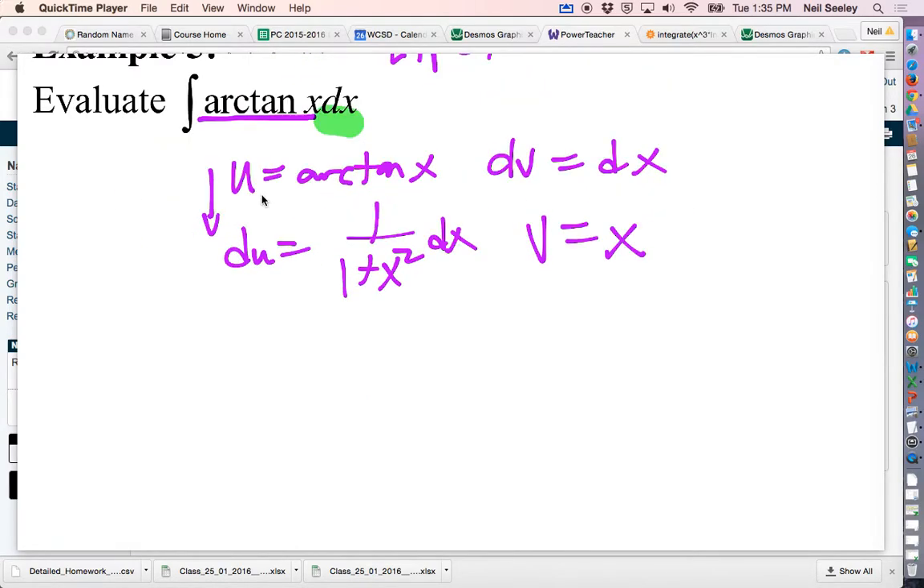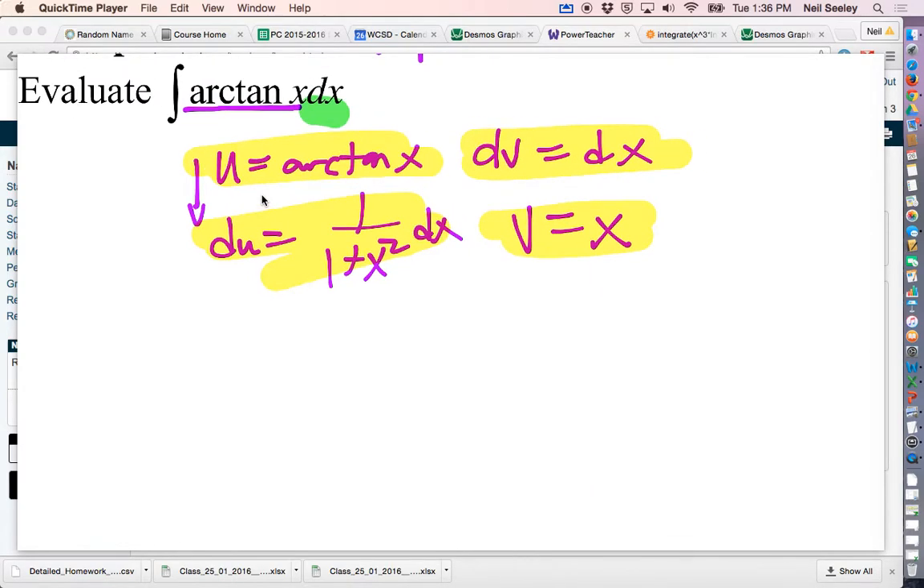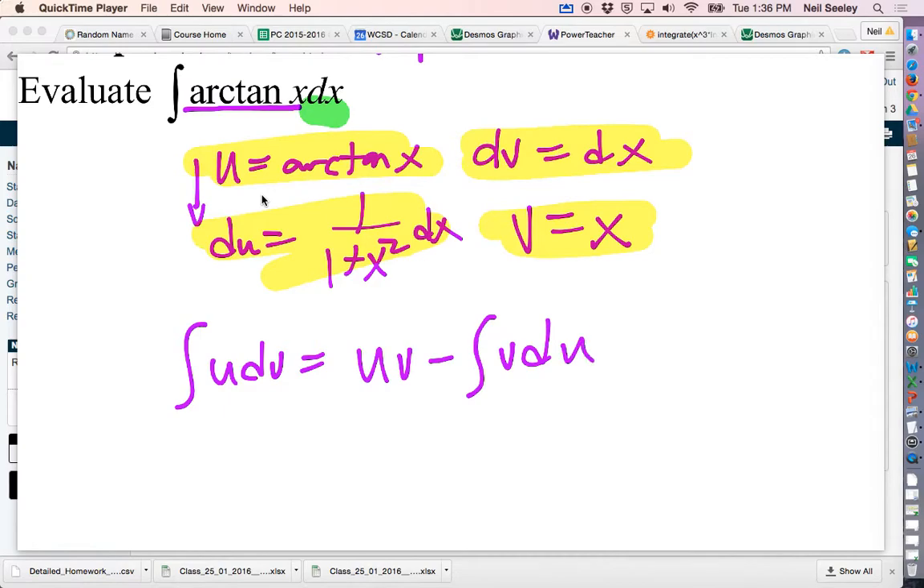These are the components for our subs. This is what we use for integration by parts. There's a u, there's a v, there's a du, and there's a dv. Okay, we use all that stuff. Here's the formula again, in case you forgot it. The integral of u dv is equivalent to uv minus the integral of v du. And all those things are up above.